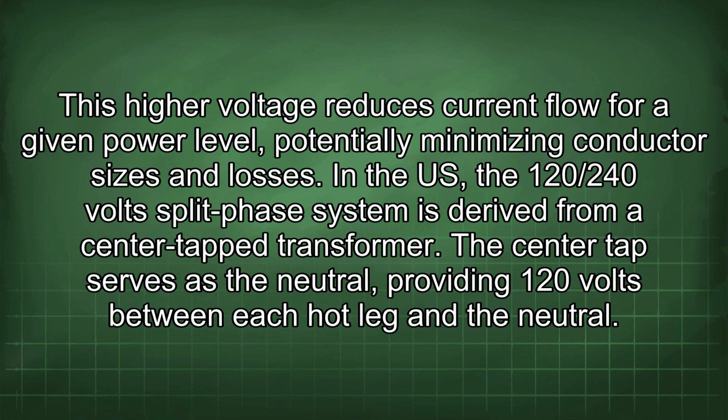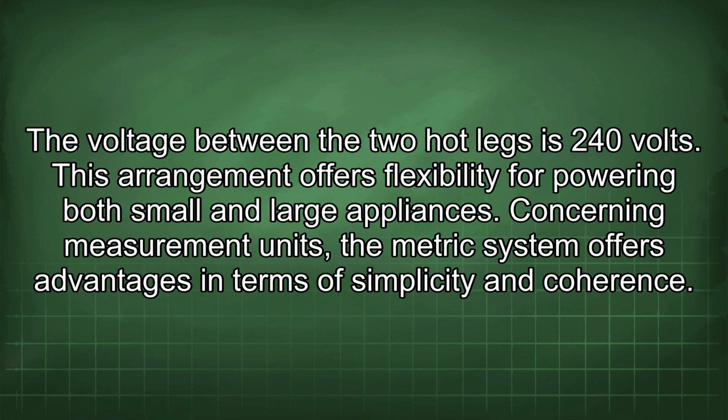In the US, the 120/240 volt split-phase system is derived from a center tap transformer. The center tap serves as the neutral, providing 120 volts between each hot leg and the neutral. The voltage between the two hot legs is 240 volts. This arrangement offers flexibility for powering both small and larger appliances.